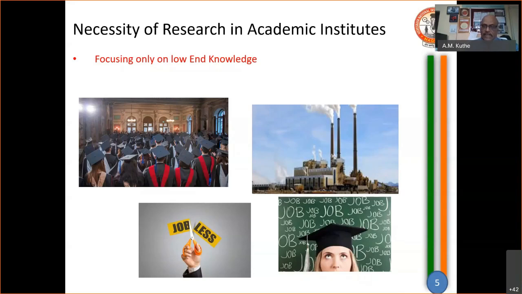The major reason for that is that the traditional industries are finding it very difficult to create more jobs. Whatever jobs they already have in existence, they may maintain that number, but more jobs means more resources, which they may not have, and ultimately that leads to the problem, especially when you focus on low end knowledge.